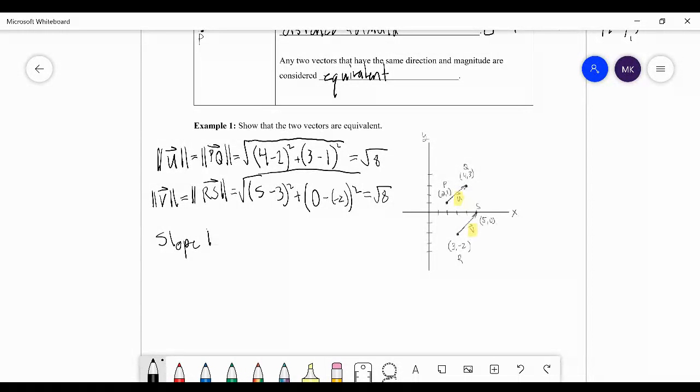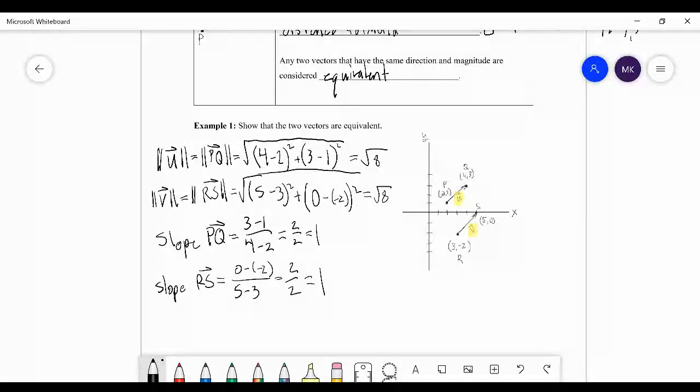So the slope of PQ, right? We have 2 points. We have the point 2, 1 and 4, 3. Slope, we know how to do that, right? That's the exact same. We do the change in y over the change in x. So we have here 3 minus 1 over 4 minus 2, which is 2 over 2, which is 1. And then the slope of RS is very simply 0 minus negative 2 over 5 minus 3, which is also 2 over 2, which is also 1. So these have the same magnitude and the same slope.